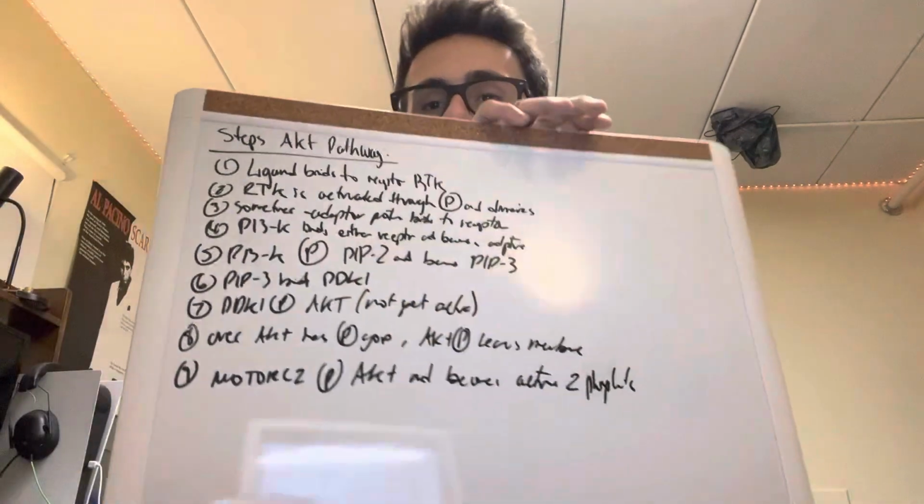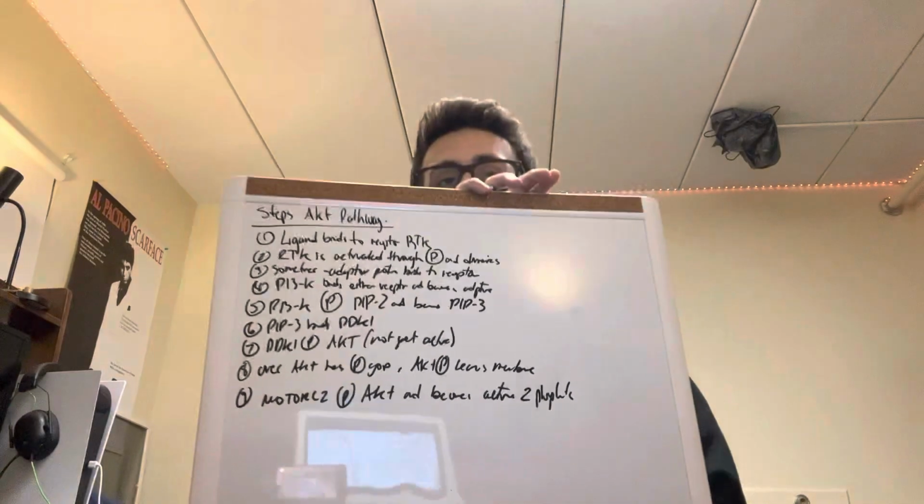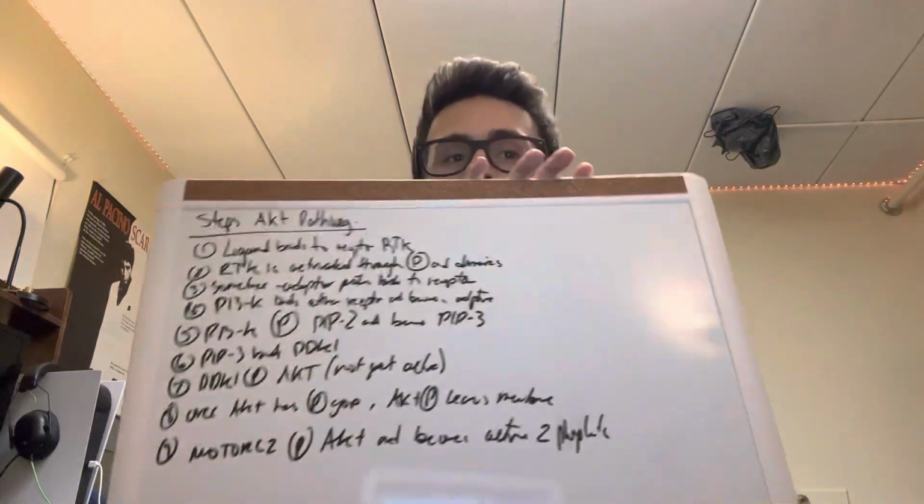So I'm going to be doing the video for weekly review number 5. I'm going to get this information from my notes. In the prompt, you told us that we were able to put this information here from the steps of the AKT pathway, and I have them written down. So we're going to go over them first, and then we're going to answer the questions from the prompt.